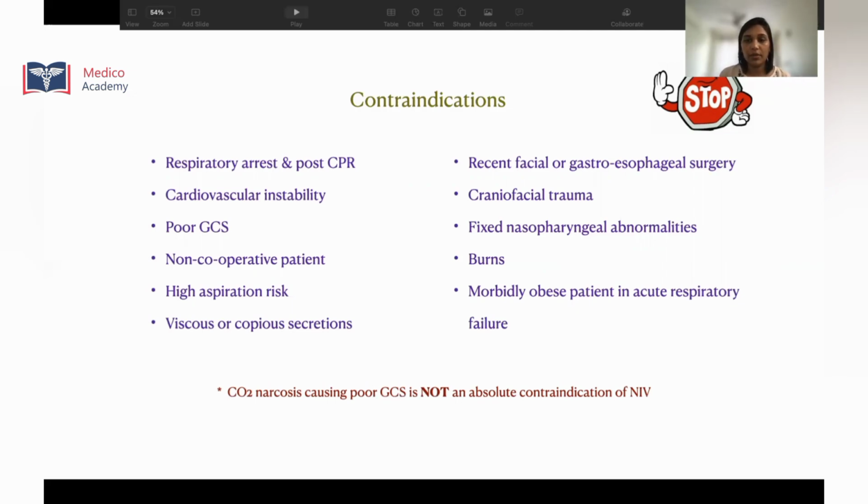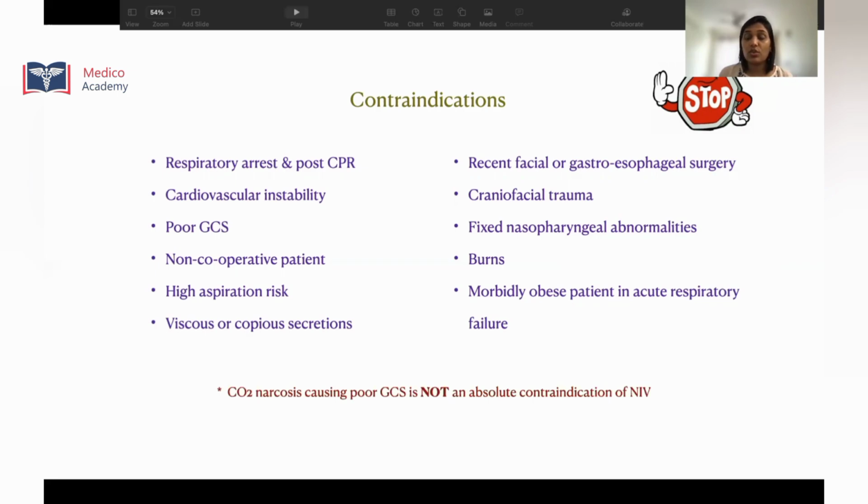Suppose a patient comes with COPD acute exacerbation and the PCO2 levels are as high as 80 to 100 millimeters of mercury. The patient will have a poor GCS, but that doesn't stop you from giving an NIV trial. Because as you give NIV and as the patient's CO2 gets washed out, you can always see a dramatic improvement in the GCS. But what you need to be sure of is that this drop in GCS is exclusively due to CO2 narcosis.